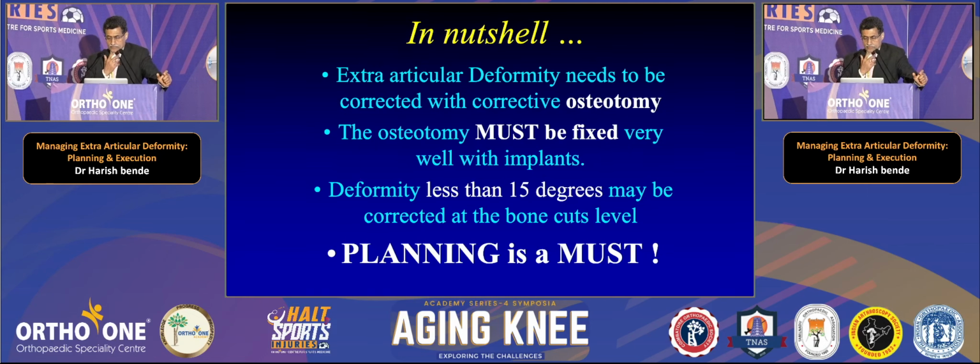So in a nutshell, if there is an extra-articular deformity which needs correction, corrective osteotomy can be done. If the osteotomy is to be fixed with a long stem, make sure it is stable. Otherwise, you can use an added external plate. A deformity which is less than 15 degrees may be corrected at a bone cut level, because that much leeway usually most surgeons have. Thank you.